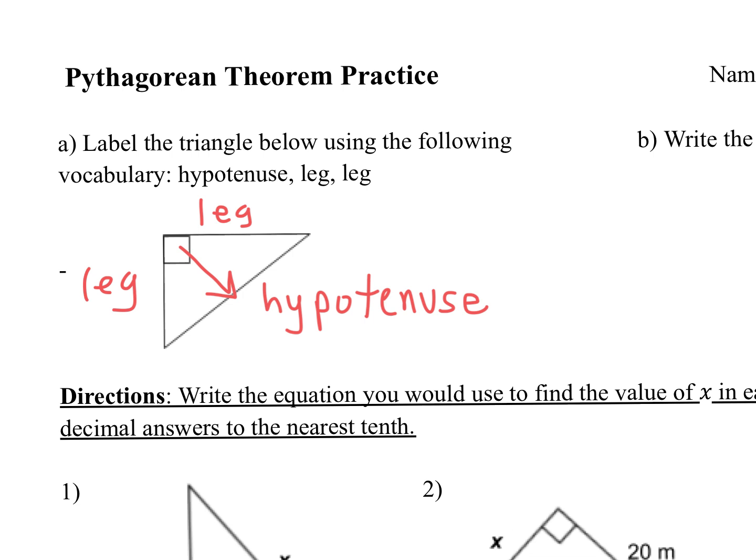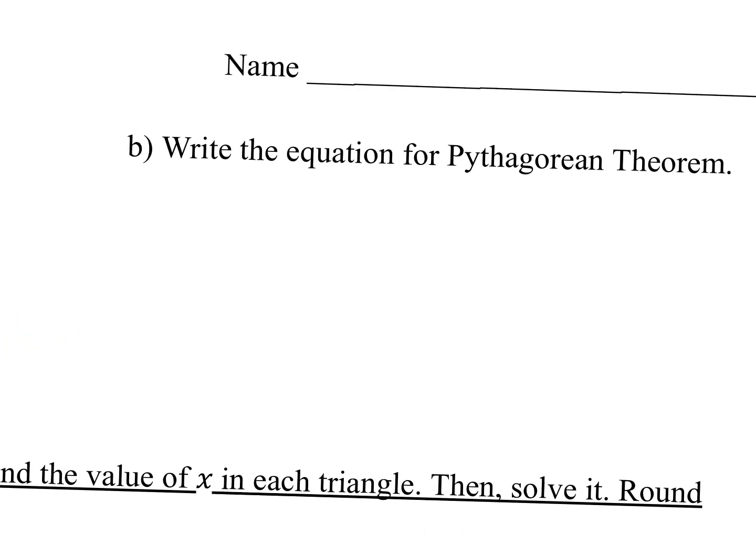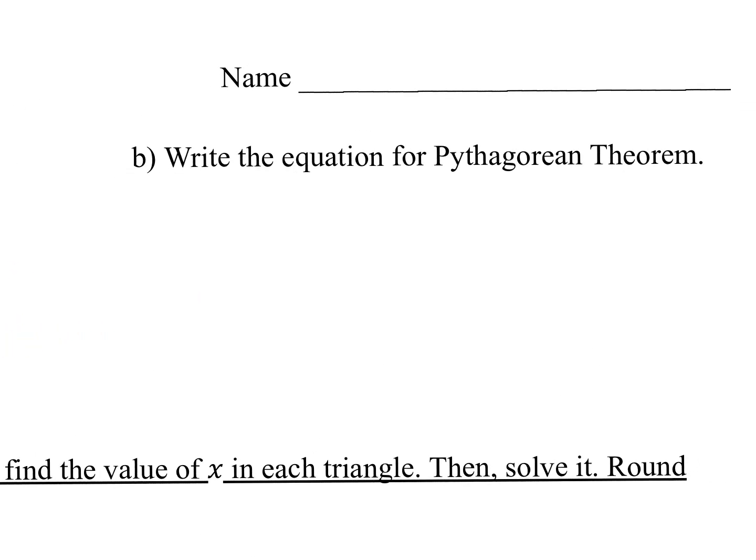Furthermore, we could use letters A, B, and C. The legs are your A and your B, and your hypotenuse is your C. For letter B, you're going to write the equation for Pythagorean theorem. Remember, on the state test, you will not be given this formula. It's A squared plus B squared equals C squared.